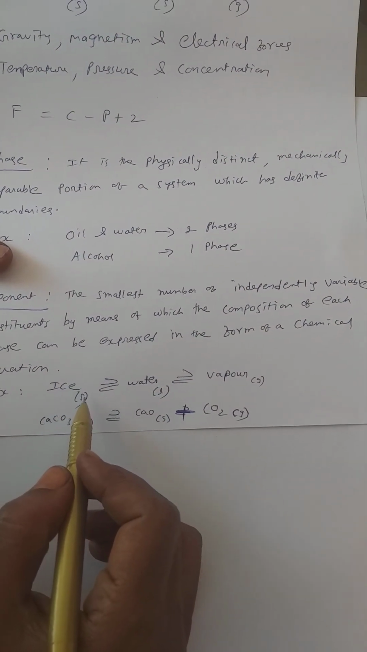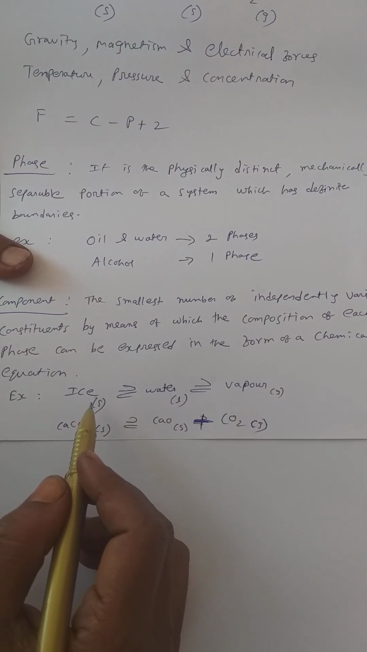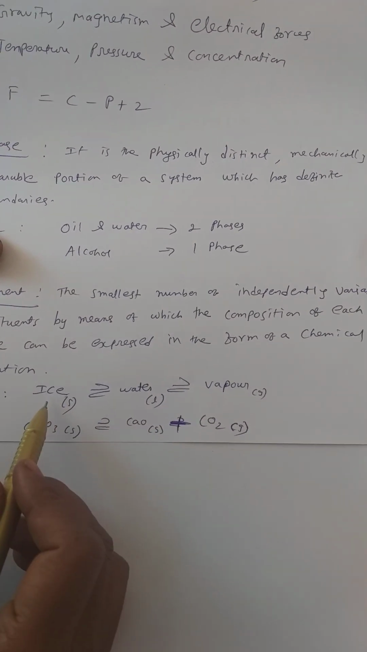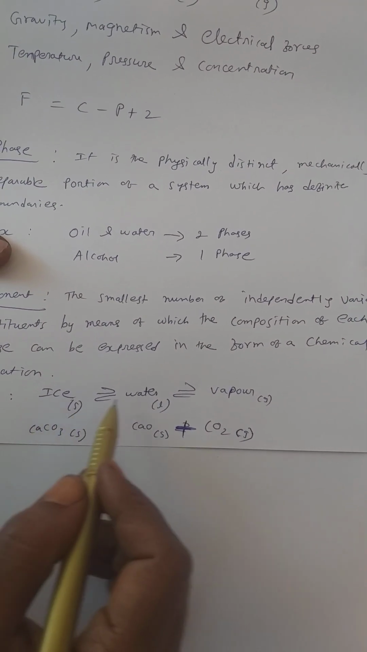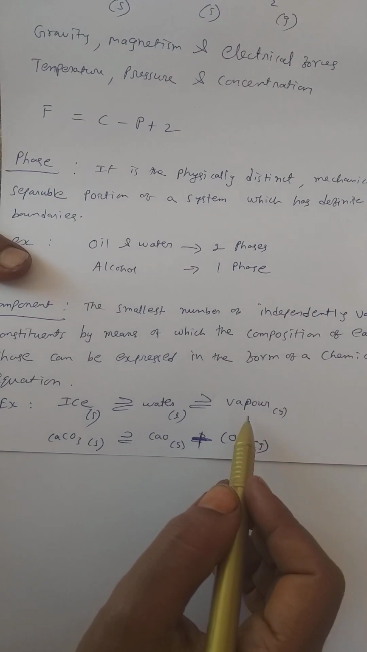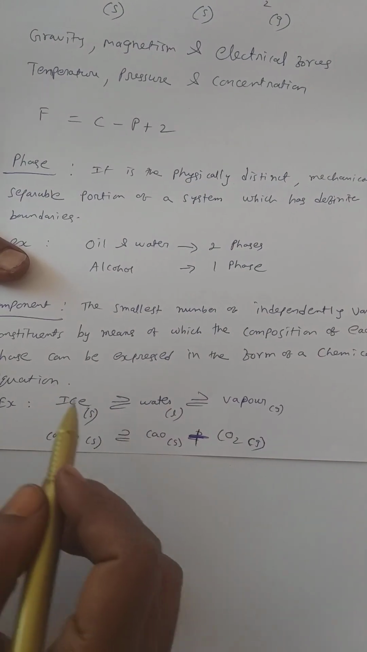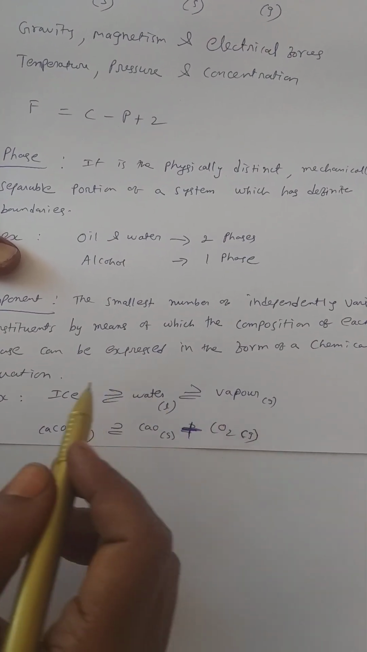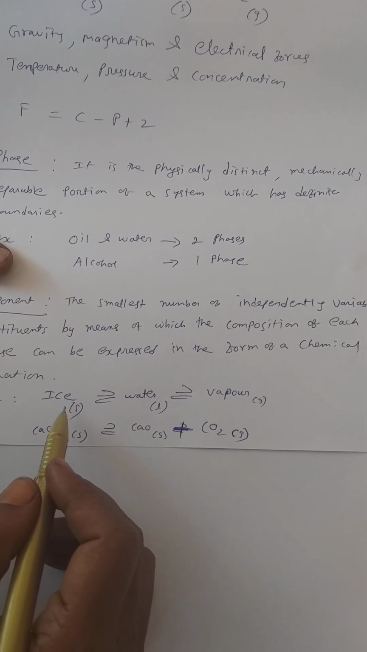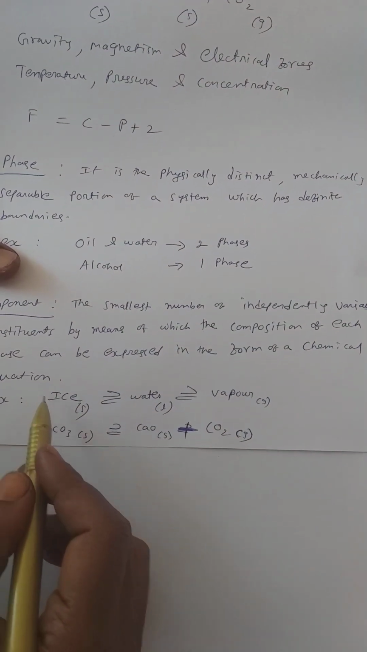Even though water exists in three phases, if we see the component present in each phase, that is, in ice, the component is water. In the liquid form also, the component is water, and in vapor also it is water. So, specifically, when each phase is considered, the compound present is water. So, it is a one component system.